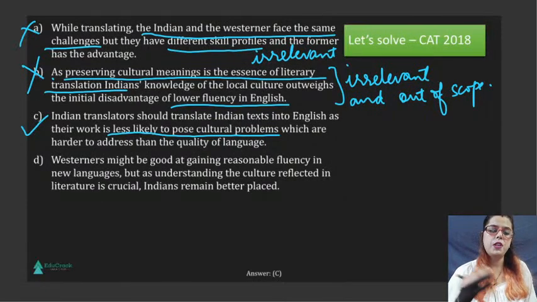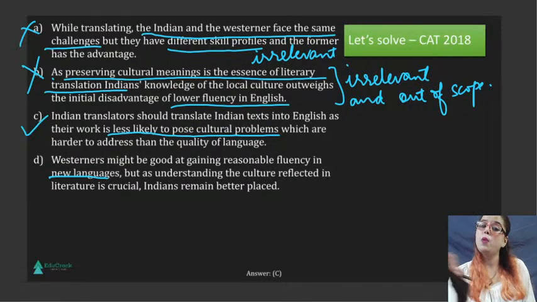Let us look at option D. Option D says, Westerners might be good at gaining reasonable fluency in new languages. Are we talking about any new language? Were we talking about Westerners gaining fluency in any language? All of these points are irrelevant to the passage because this is not the content of the passage. But as understanding the culture reflected in literature is crucial, Indians remain better placed.